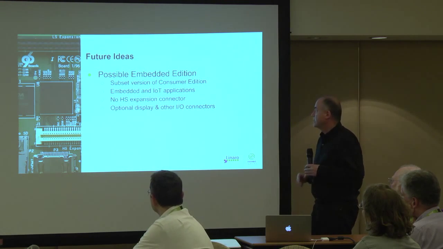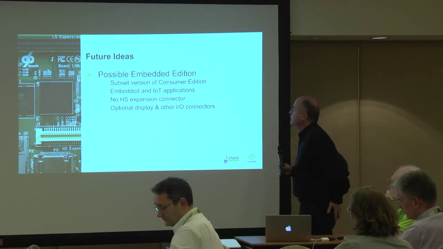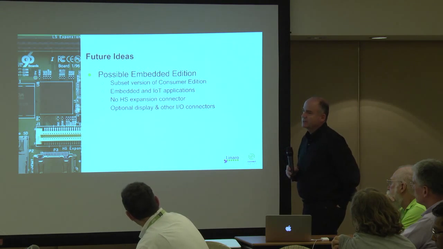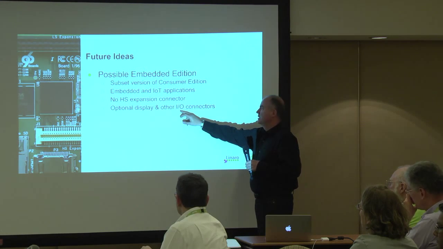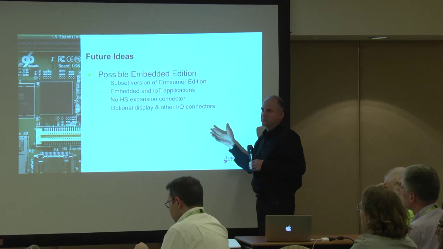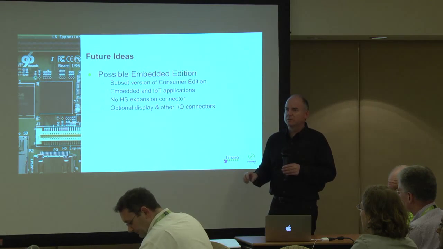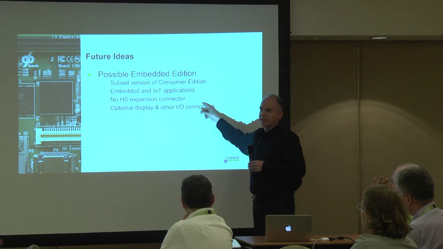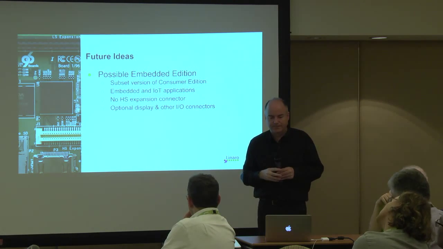Future ideas. One of the things we've been asked for is to look at kind of going lower end, and so possibly whether we should create a kind of embedded application which would be a subset of the consumer edition, no high-speed expansion connector, optional display and optional other I/O connectors, and that would get you down to the sort of configuration that you see on the Raspberry Pi 2, where you can configure the board with what you want and really drive the cost down, still maintaining the low speed connector, so you've got the same compatibility with boards that just implement the low speed connector.